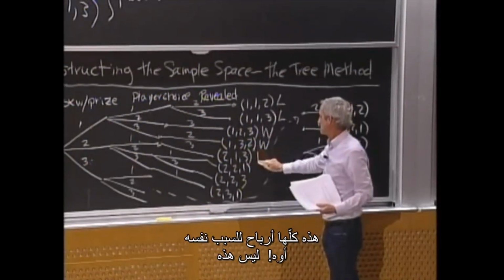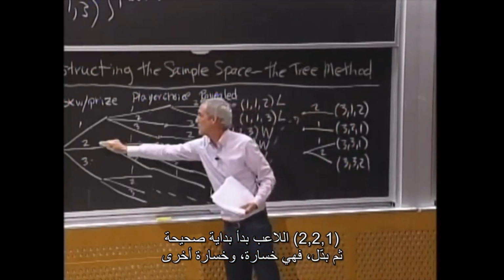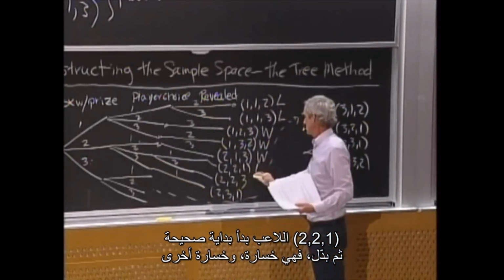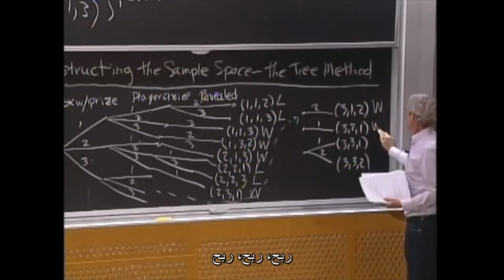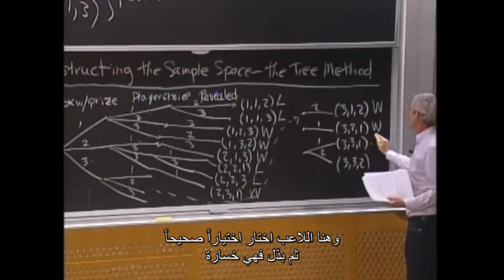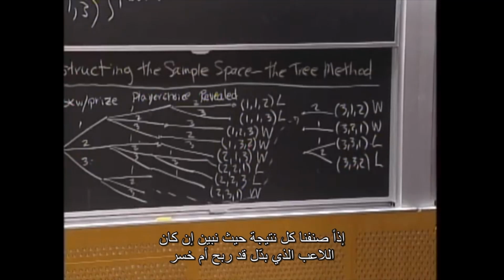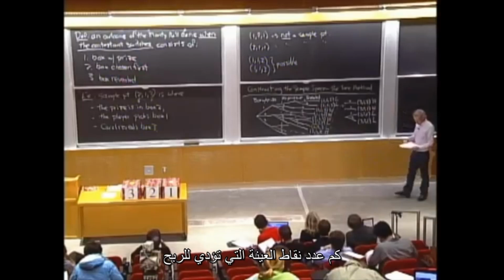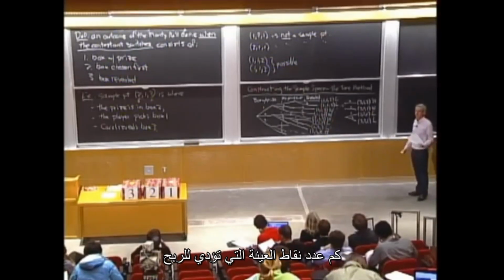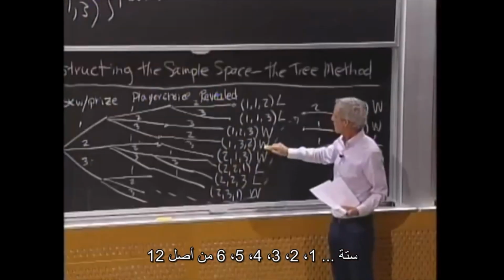And these are all wins for the same reason. Whoop, not this one. 2-2-1. The player got it right to start with and then switched away. That's a loss. Loss. Win. Win. Win. And here the player got it right. They switched away to lose. All right, so we've labeled every outcome as to whether the player who's switching wins or loses. How many sample points lead to victory? 6. 1, 2, 3, 4, 5, 6.